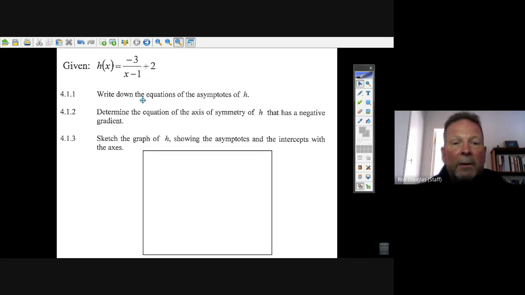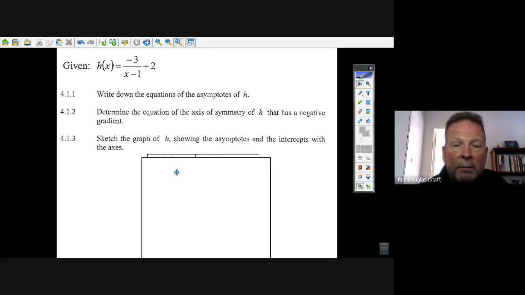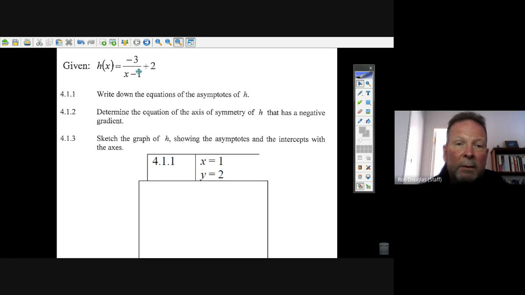Well, the equations of the asymptotes, it's just a learning thing. You have to learn that y equals whatever number is added on here is the horizontal asymptote. And x equals the opposite of this number, whatever makes this 0, that's the vertical asymptote. So x equals 1, y equals 2. That's the answers of those. You just have to know it. It's not too hard.